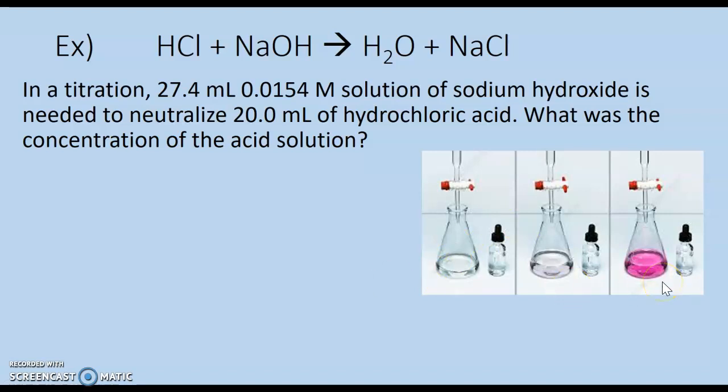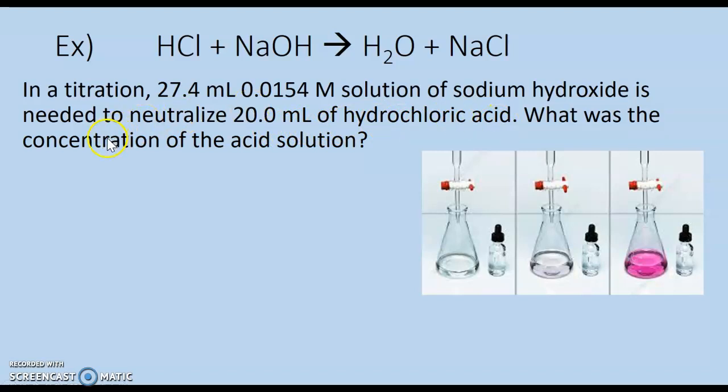Over here on the right, this was a nice picture of during the titration. You see a very faint pink, and then at the end you'll get this darker pink color. Okay, so we're going to use the same equation we've been talking about. Here it says in a titration, we were given this many milliliters of this concentration of sodium hydroxide. Sodium hydroxide is a base. So here's volume of the base, and here's the molarity of the base. So that's needed to neutralize 20 milliliters of hydrochloric acid. So there's volume of the acid.